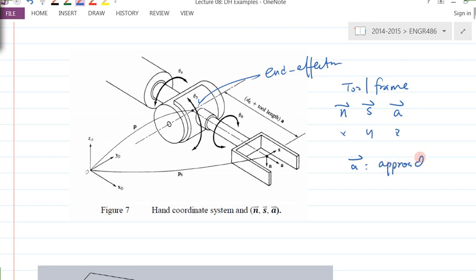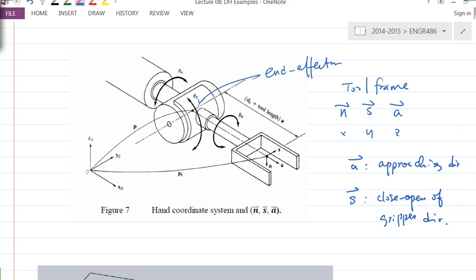Okay, so that's one thing to be clear. So now let's look at the DH convention exercise on an actual industrial robot. Let's use a PUMA robot here. This is the PUMA 560 robot, and suppose this is the robot once you bring it in and it looks like this.